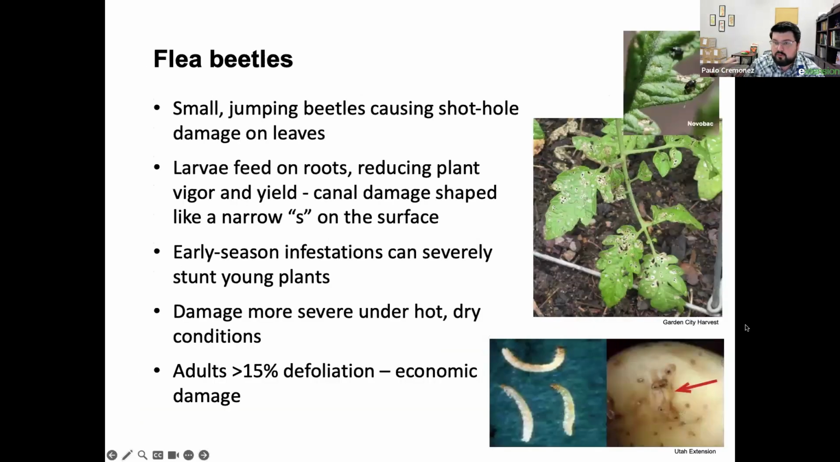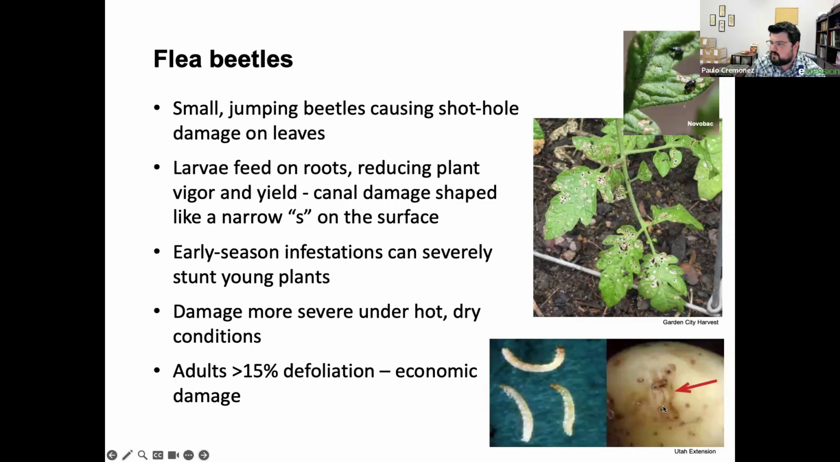On the same note, let's include here the flea beetles. They are small jumping beetles that cause shot hole damage on leaves. It can be seen here on this tomato plant. The larvae feed on the roots or on the developing potato, so they reduce plant vigor and yield.